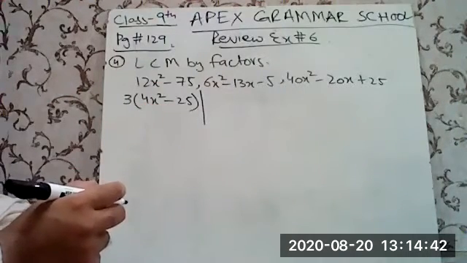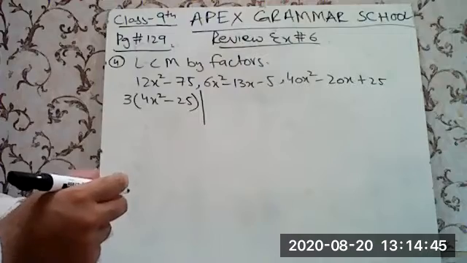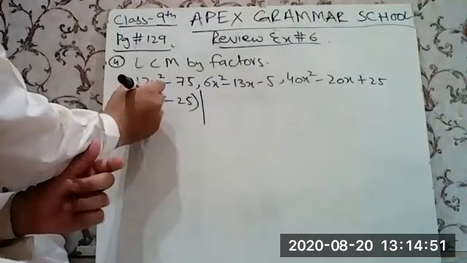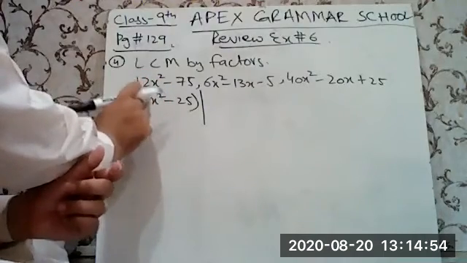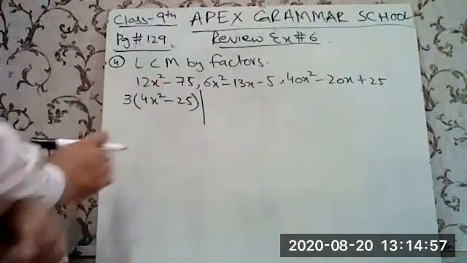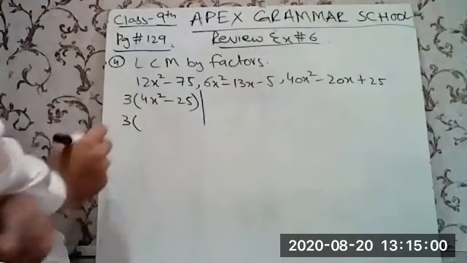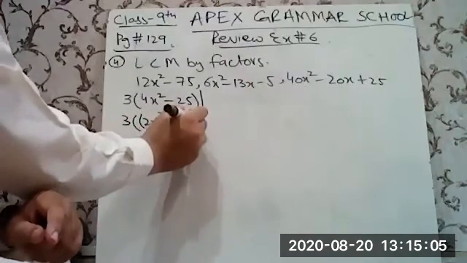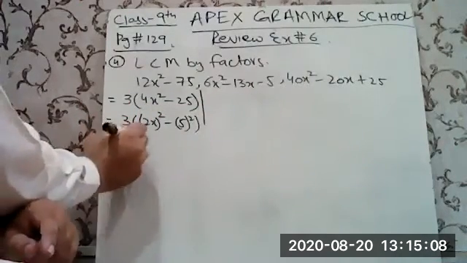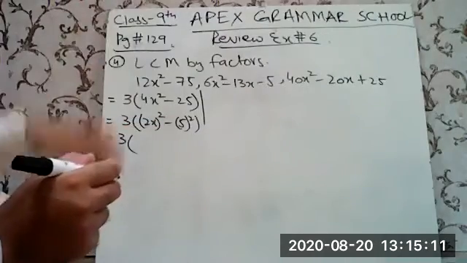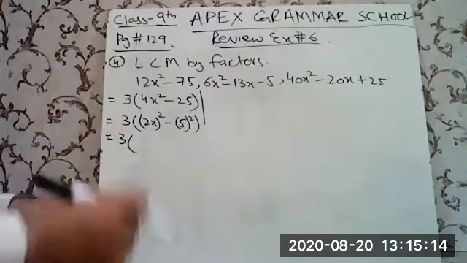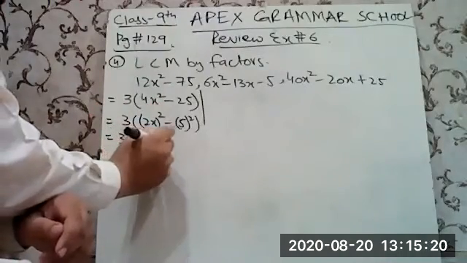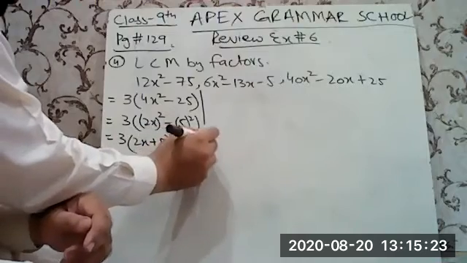So 4x square minus 25. This also requires further factorization, because between these two squares there is a negative sign, so it becomes a formula. This is of the type a square minus b square. We can write it as 2x whole square minus 5 square. And a square minus b square is equal to a plus b into a minus b. So 2x plus 5 and 2x minus 5.